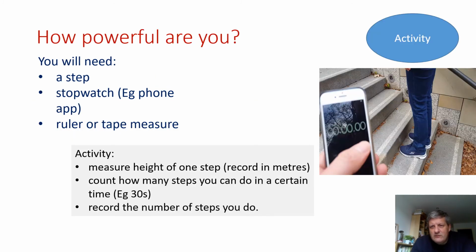Here's an activity for you to try. Follow the instructions and you'll be able to calculate your own power. You need a step, somewhere to step up and down. You need a stopwatch, it could be your phone. You need a ruler or a tape measure to measure the height of the step. So measure and record the height of the step in meters. Count how many steps you do in a certain time, so it could be 30 seconds, and record the number of steps that you do.